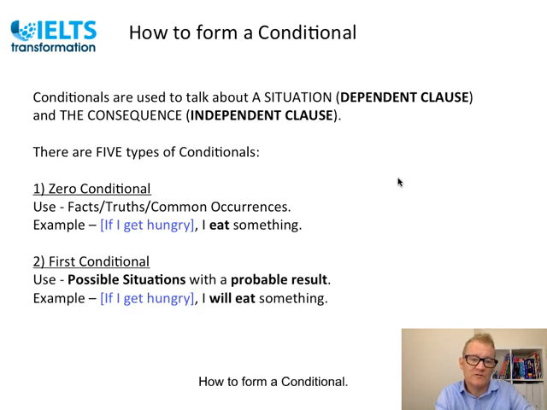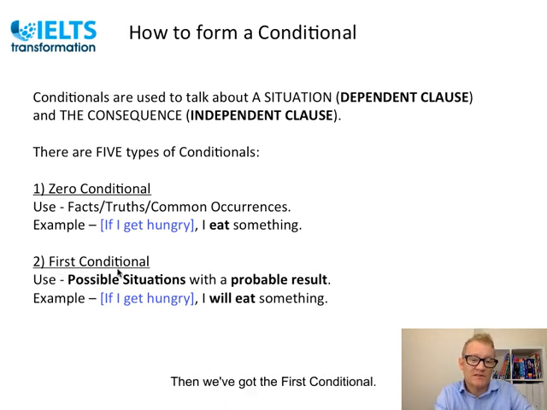How to form a conditional. Conditionals are used to talk about a situation and the consequence, the result. We've got 5 types. We've got a zero conditional. This is to talk about facts, truth, and common occurrences. If I get hungry, I eat something. So both using the present simple, which is used to talk about fact and truth.